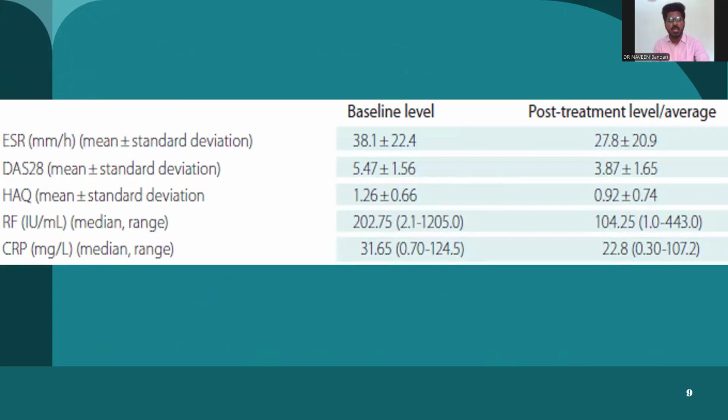This is the table showing values at baseline and post-treatment values. The values of ESR, DS28, disease activity score 28, HAQ, rheumatoid factor, and C-reactive protein values. These values are significantly reduced when compared to the baseline.